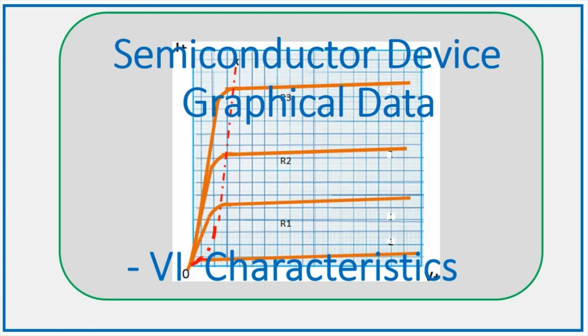Welcome to this video on semiconductor device graphical data presented as VI characteristics. In a semiconductor device data sheet, graphical parameters are presented, which helps the designer to assess its circuit behavior. The graphical data presents parameters like electrical operating parameters, maximum ratings, frequency and timing parameters, safe operating area, etc. Graphical data can be used to evaluate dynamic parameters and thereby assess device suitability for a specific application.